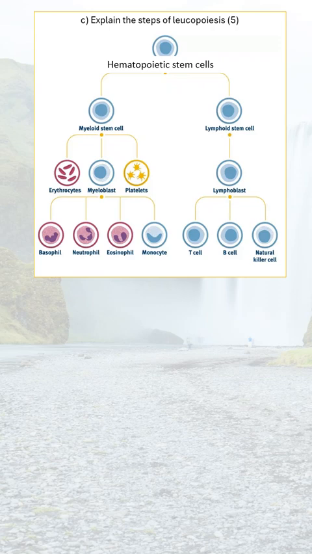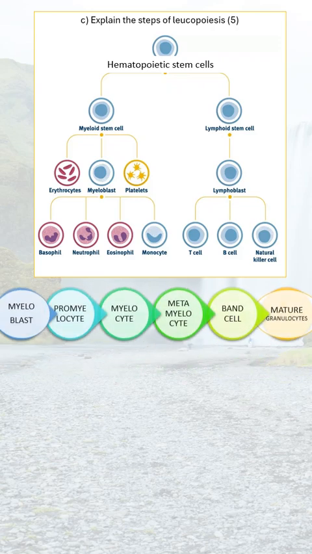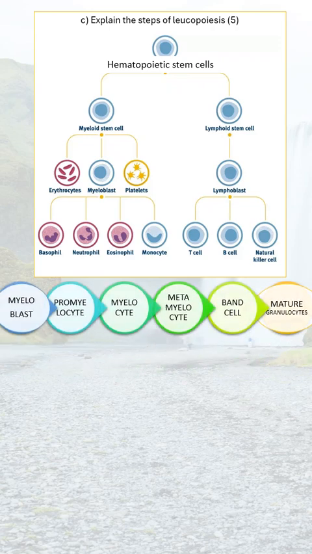Now the myeloblast forms the promyelocyte and later a myelocyte, then the metamyelocyte, and then the band cells, to form the mature granulocytes. Granulocytes are basophil, neutrophil and eosinophil. And it also helps in the formation of monocytes. In addition, there will be production of platelets.